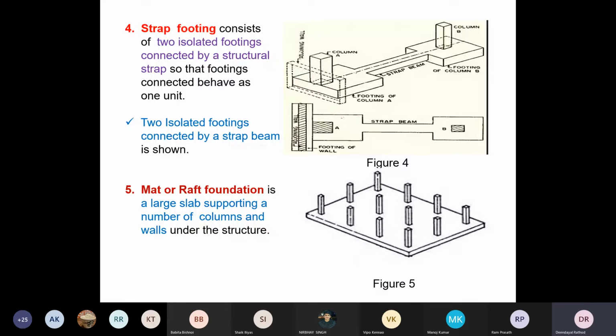Why are raft foundations useful? Generally we go for raft foundations to avoid differential settlement. If the individual footing area increases to more than 50% of the actual area, we will go for these raft foundations. Okay, so in the cities you are able to see that all high-rise buildings have these raft foundations.